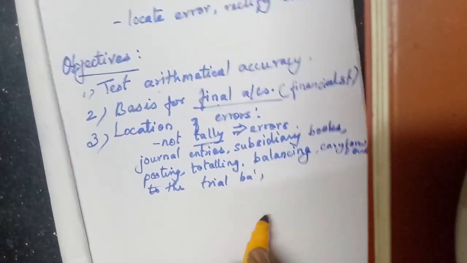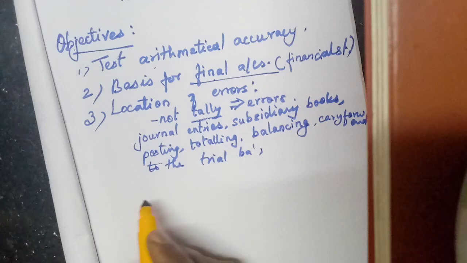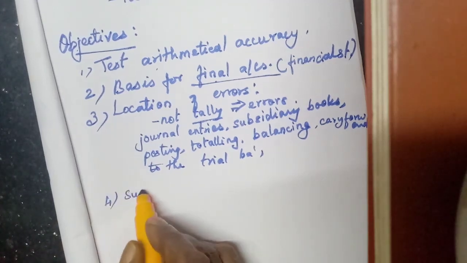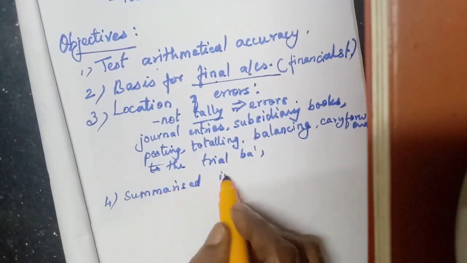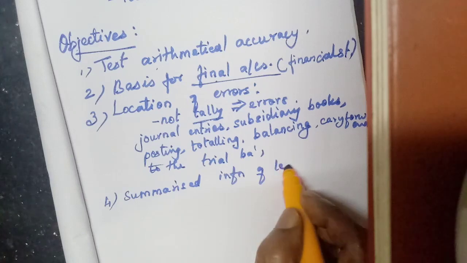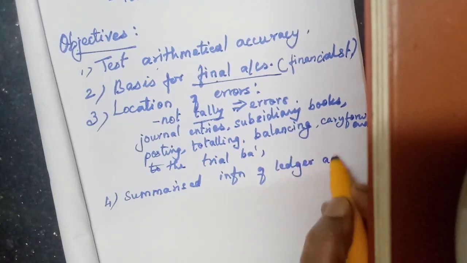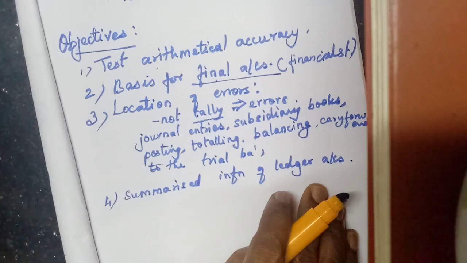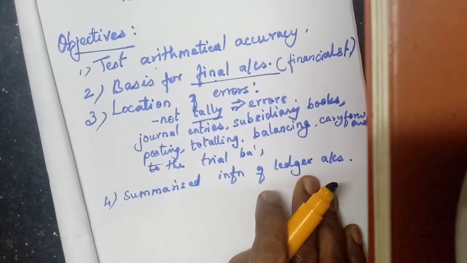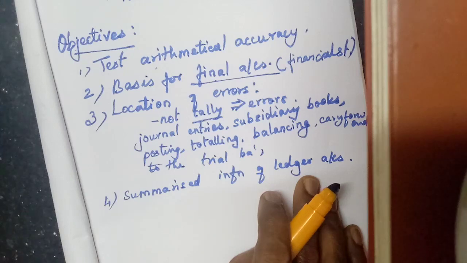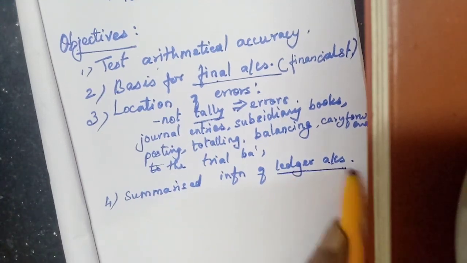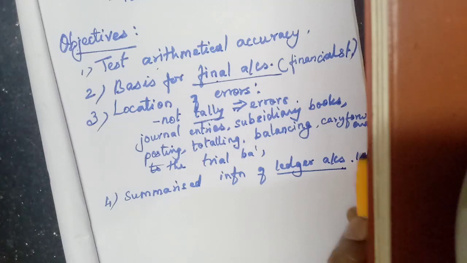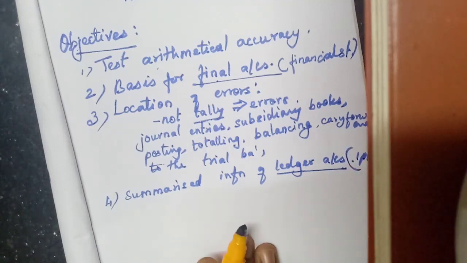Then summarized information of ledger accounts. Here, we can only see the balance of ledger accounts, isn't it? That means not all the amounts are shown, just the total of debit and total of credit. If we take a particular ledger account, we can see that summarized information. All the ledger accounts will be given in one place. That is called the trial balance.